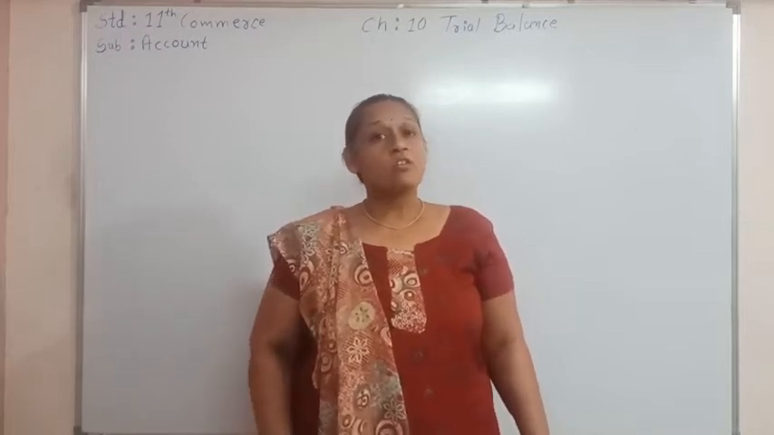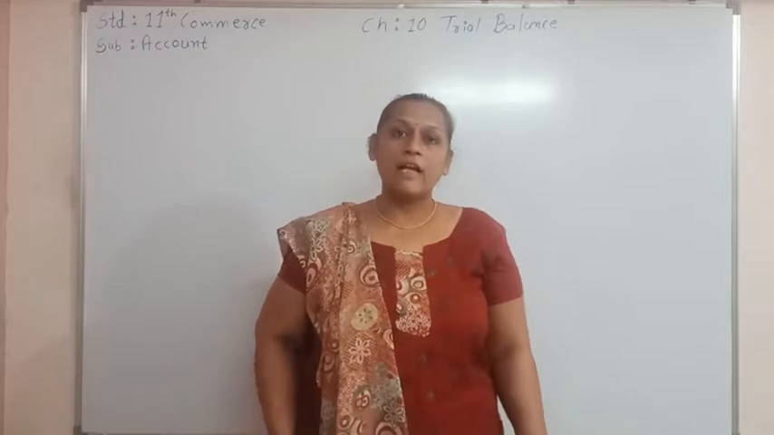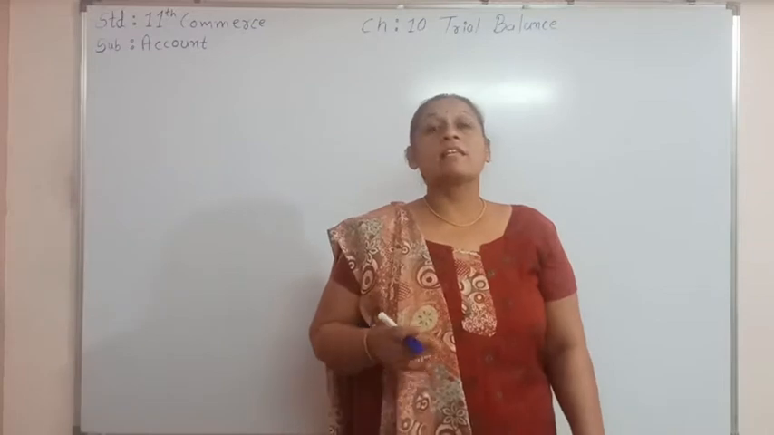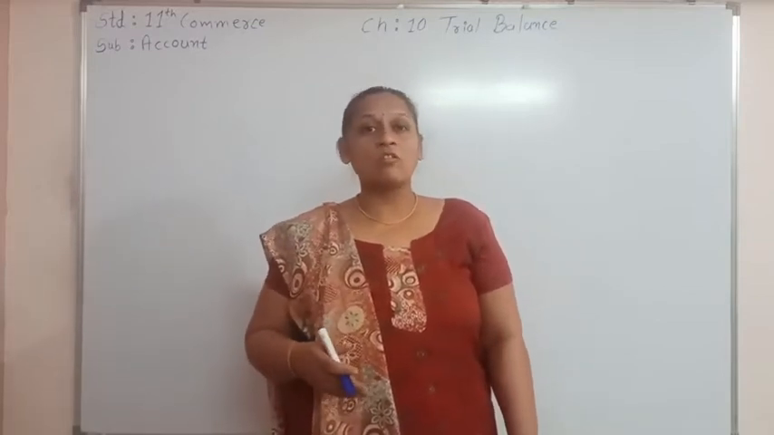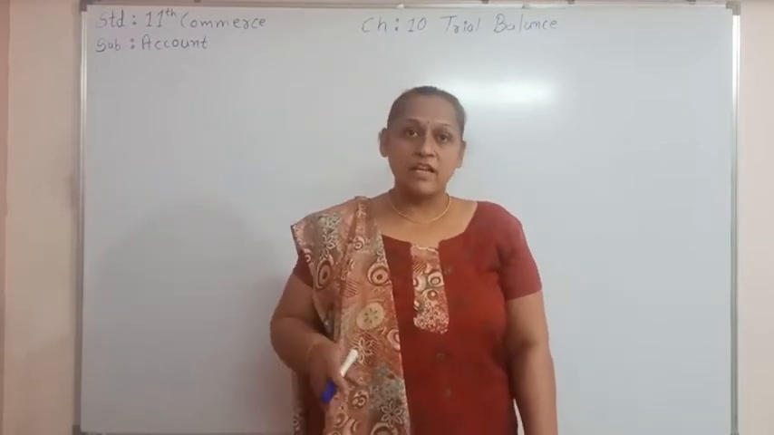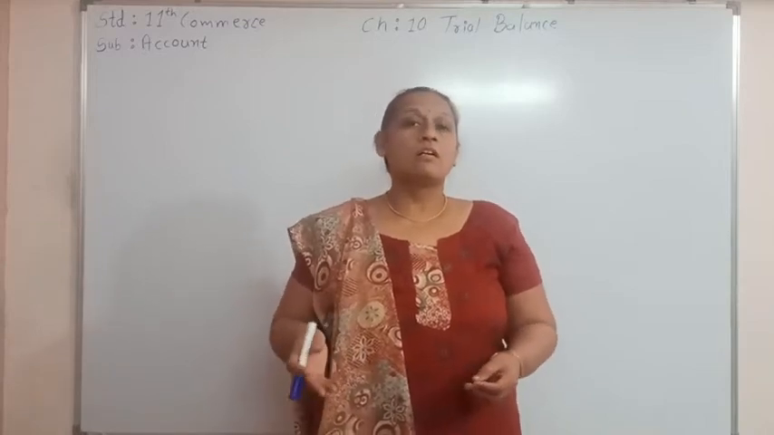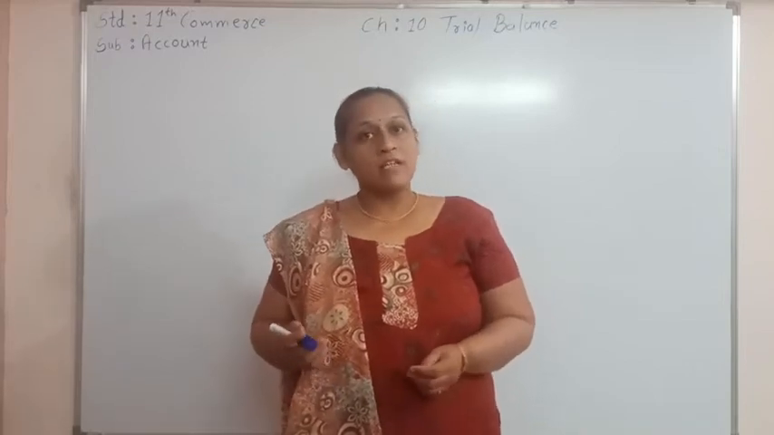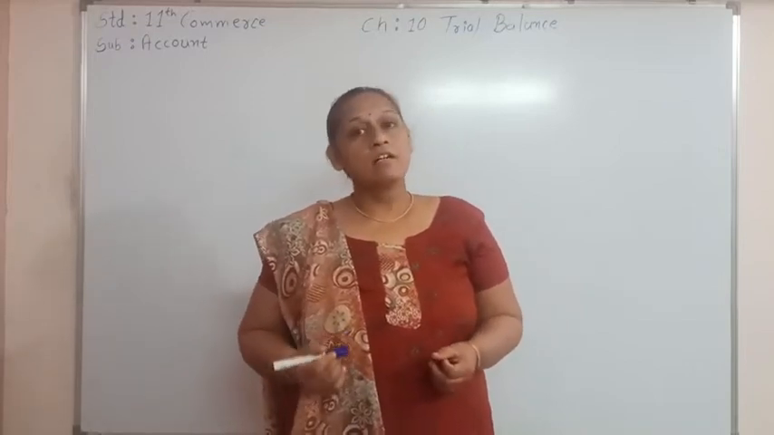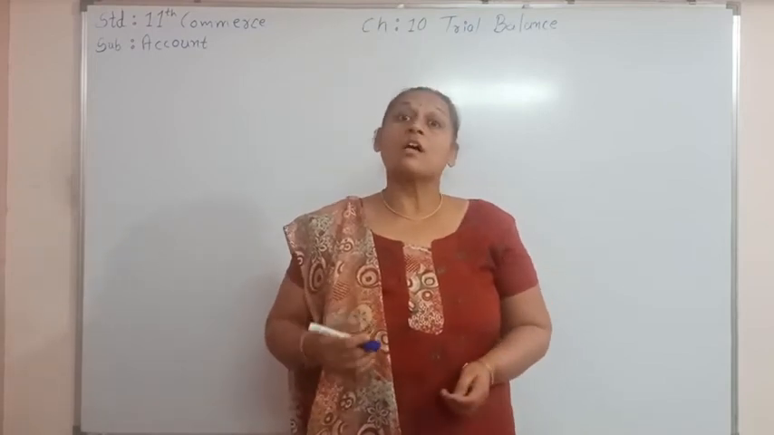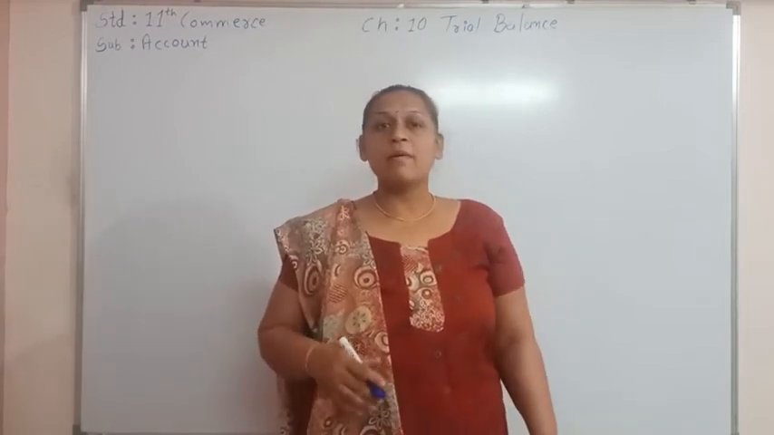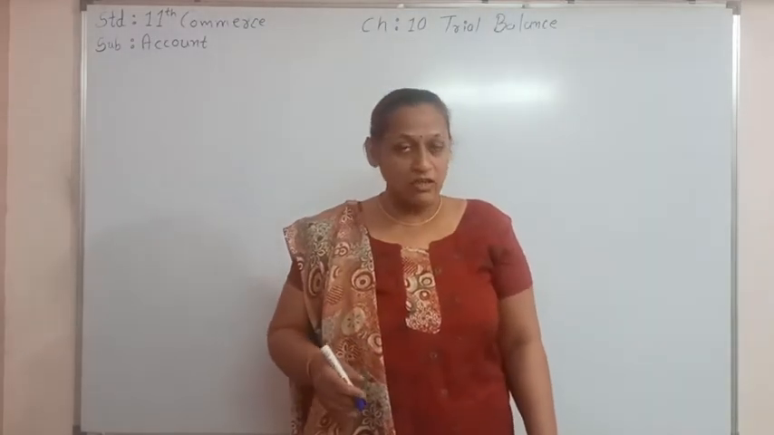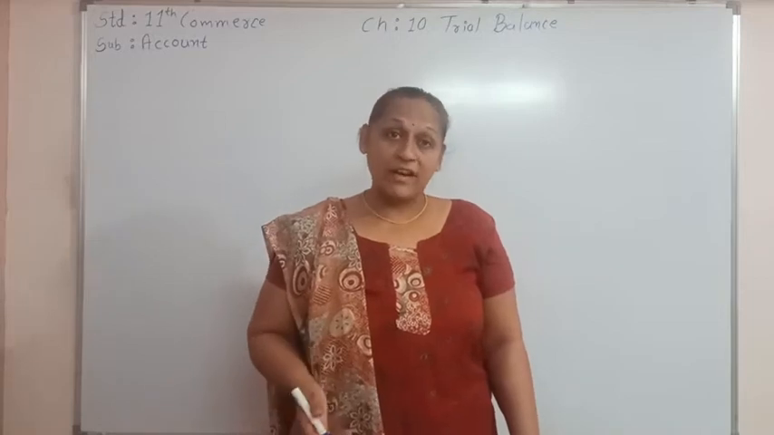of accounts. So some of the balances in the trial balance which are written on the debit side are actually credit balances, and some balances which are written on the credit side are actually debit balances. Because the debit and credit side totals are equal, we can see that the trial balance is tallied, but according to the accounting rules, some of the debit balances are written on the credit side and some of the credit balances are written on the debit side. So that we are going to rectify today.